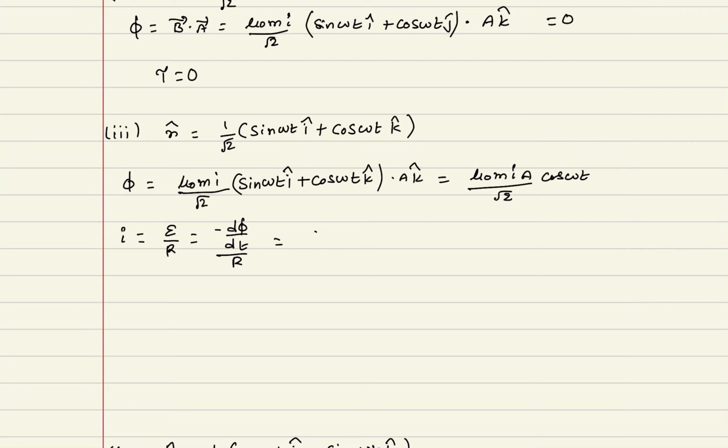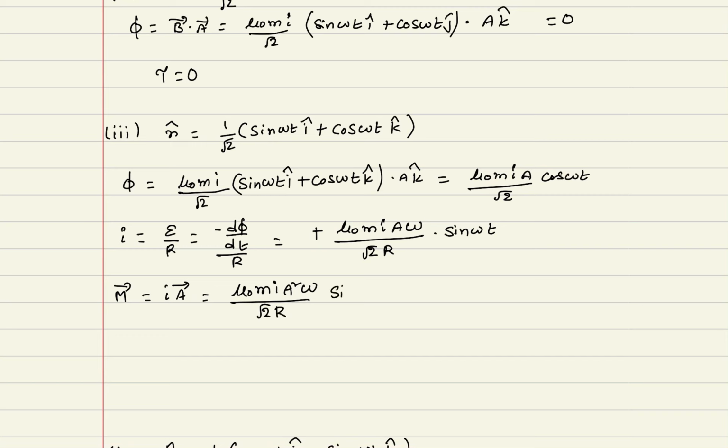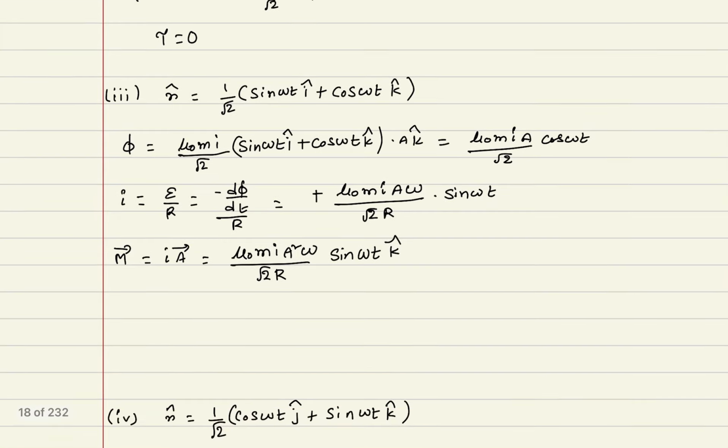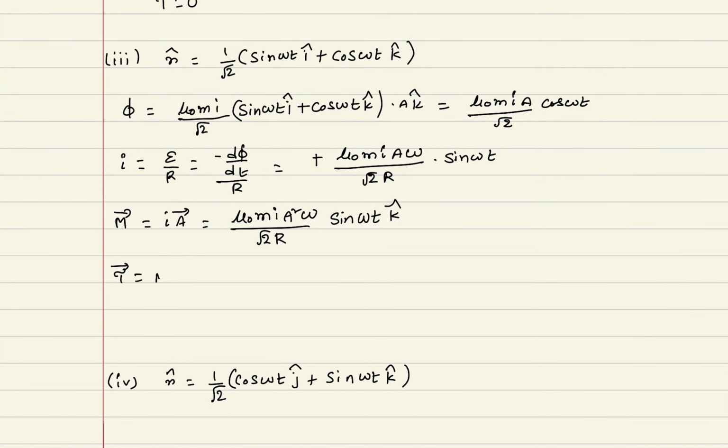Substitute there, minus cos omega t. Again we will get the differentiation, minus of minus will become plus: mu naught Mi A omega divided by root 2 into R sin omega t is I. Now the magnetic moment value we will write, m bar is equal to I into A bar. You substitute there: mu naught Mi A square omega divided by root 2 into R sin omega t k cap. This is m bar.